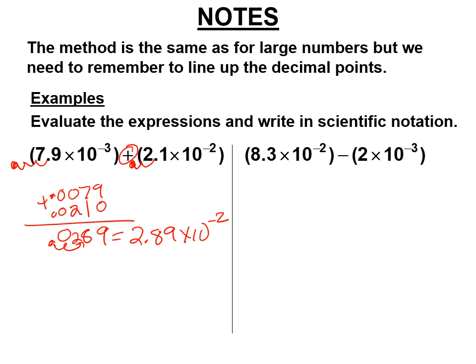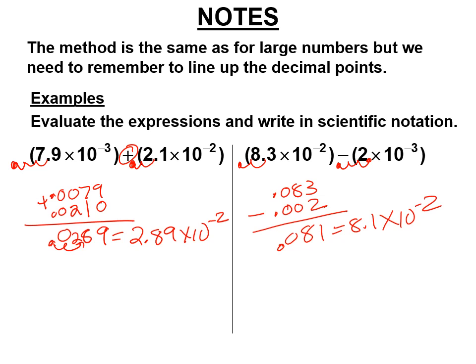All right, we're subtracting this time. 0.083 minus, we're moving it 3 times. 1, 2, 3. We're getting 2 zeros there, 0.002. And so we get 1 and 8 and 0. 0.081 is 8.1 times 10 to the negative second power.